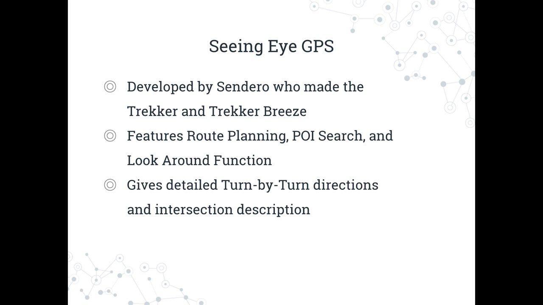So again, it has route planning, and you can search for points of interest. It also offers a really cool Look Around function where you can turn that on and go through an area and explore, and be alerted of different locations that are around, and you can set those to different categories. In addition, it gives detailed turn-by-turn directions, so not just where you're supposed to turn, it gives you updates more often, and also tells you information about the intersections.